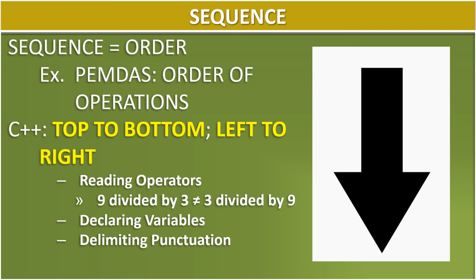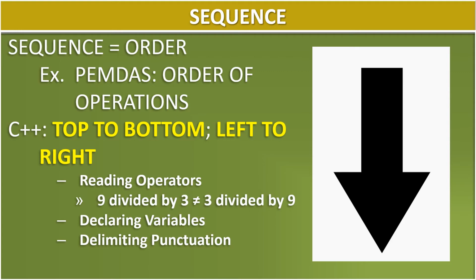So why is this important? First of all, it's important for reading operators. 9 divided by 3 is not the same thing as 3 divided by 9. 9 divided by 3 will return a result of 3. 3 divided by 9 will return a result of 1/3. So you need to make sure that your operators make logical sense given the way they're set up.